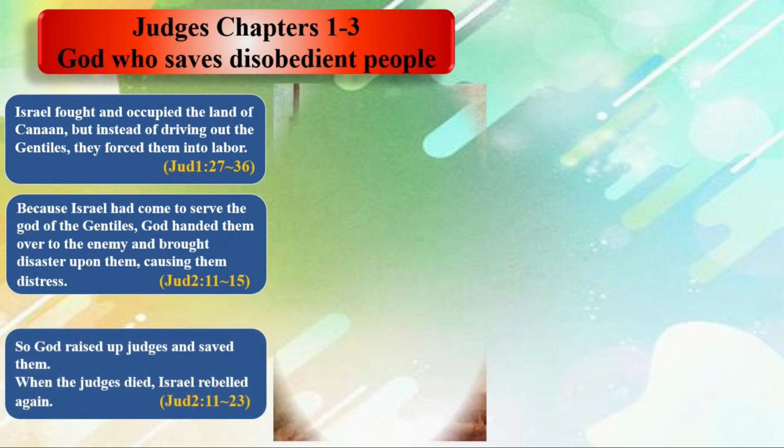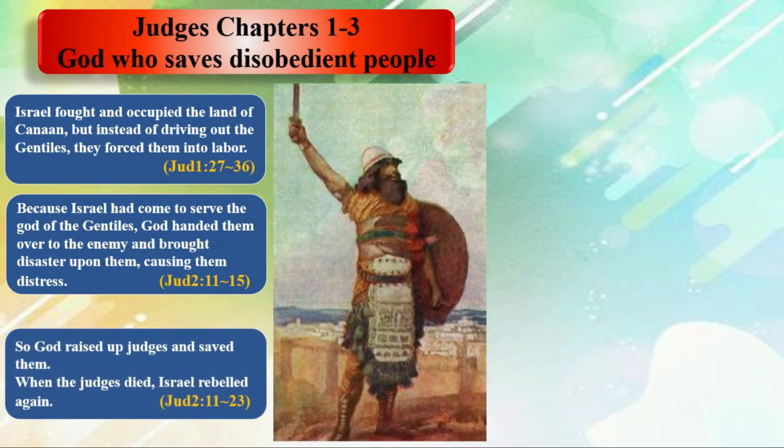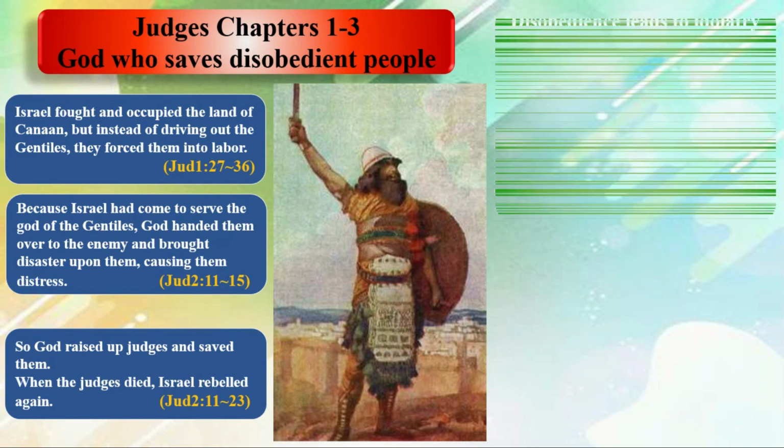So God raised up judges and saved them. When the judges died, Israel rebelled again. Because Israel did not obey God and did not destroy the heathen, they ended up obeying the gods of the heathen. The process is as follows.